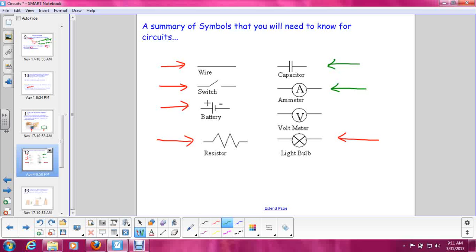The circle with an A in it is called an ammeter, and that measures the amount of amps flowing through it in your circuit, so it tells you how much current you have. And a voltmeter, a V with a circle in it, or a V inside a circle, is how many volts you have flowing, which is the potential difference. How strong that oomph is to push the electricity through the wire.